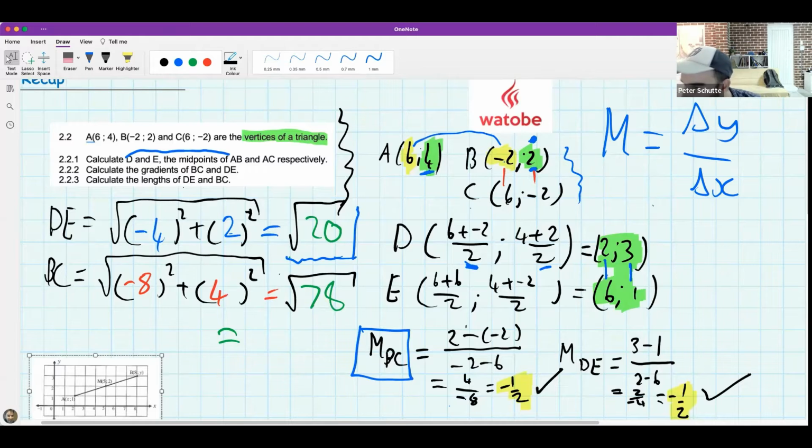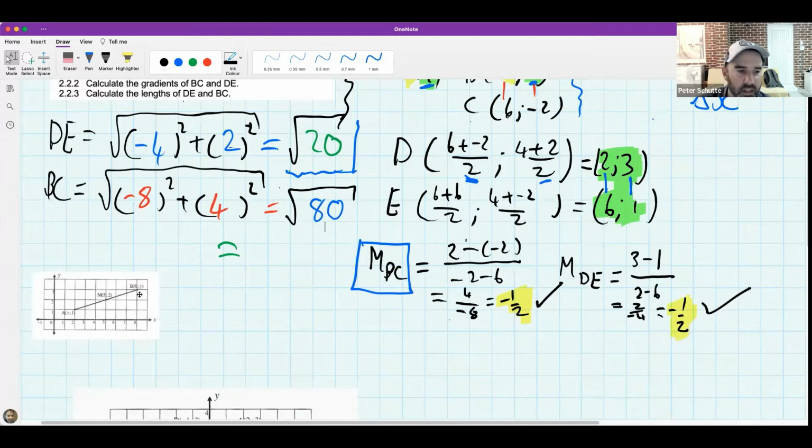Okay, so I got 80 and not 78. You're absolutely correct. I made a silly mistake because I added up 64 and 16, and 64 plus 16 is indeed the square root of 80. So thank you for the alert student who pointed that out. We will continue practicing this.